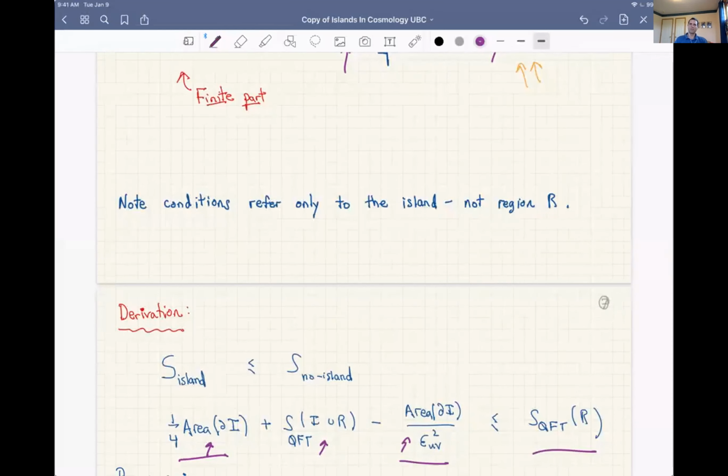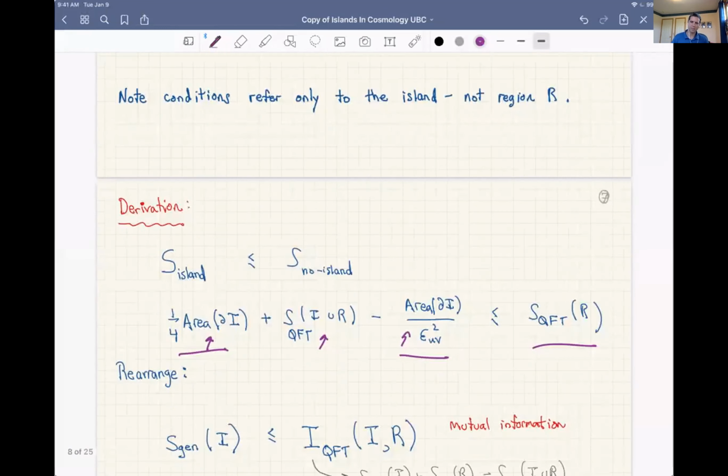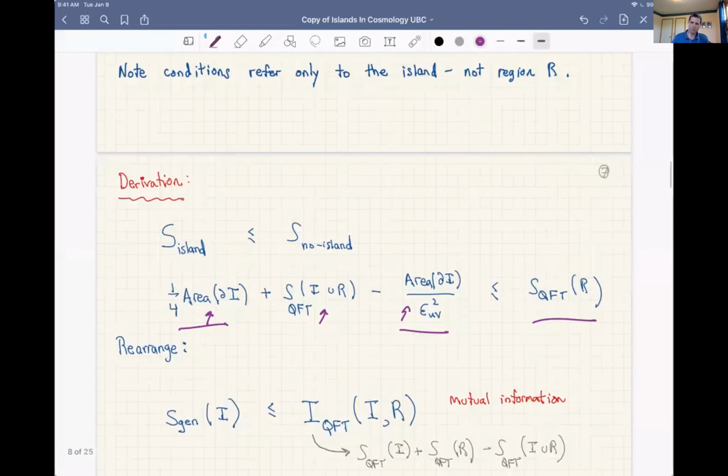That's the one where you just ignore the island rule and calculate entropy by the standard quantum field theory in curved space formulas. You can rearrange terms a little bit to rewrite this in terms of finite quantities. I've just moved some terms around, but it's the same inequality written in terms of things that are finite. On the left is the generalized entropy of region I, of the island I. On the right is the mutual information of I with R, which is this combination of von Neumann entropies.